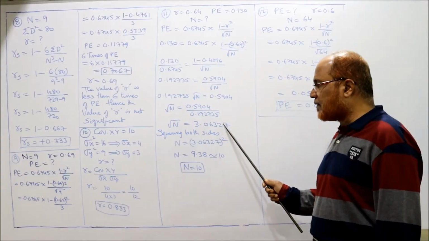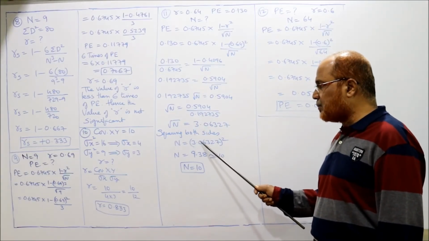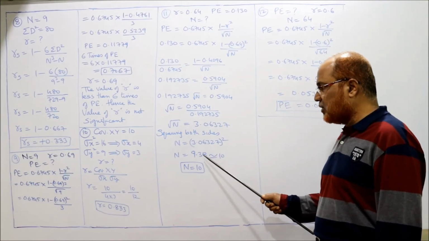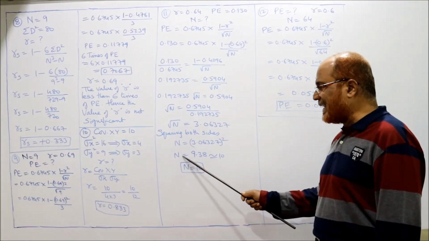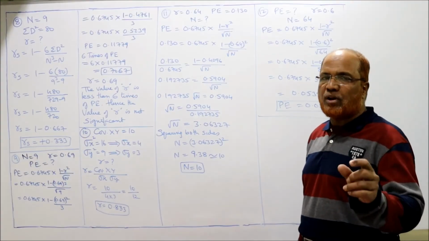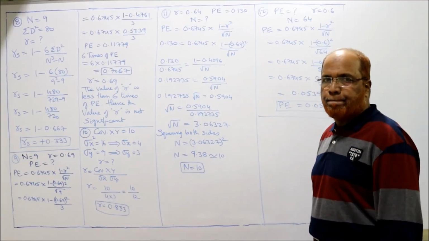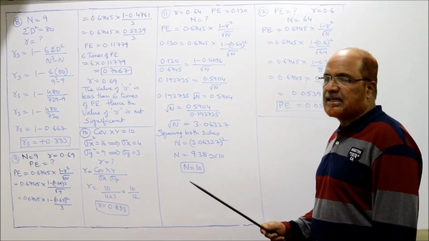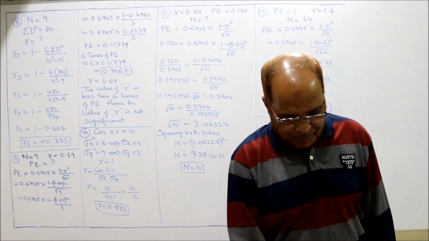Squaring 3.06327, you will get 9.38. So n is equal to 9.38 or equivalent to 10, because number of pairs will not be in fraction. So we take it as 10. N is equal to 10.